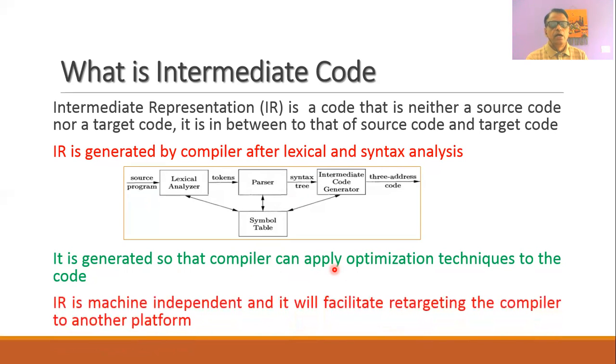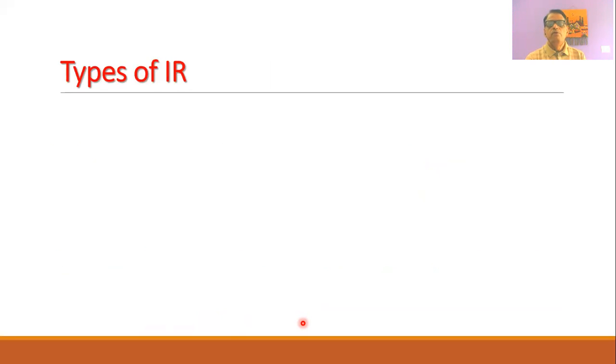The compiler will generate an intermediate code, and this intermediate representation is machine independent. Since it is machine independent, it will facilitate retargeting the compiler to another machine. So this is another objective that is achieved when the intermediate code or intermediate representation is generated by the compiler.